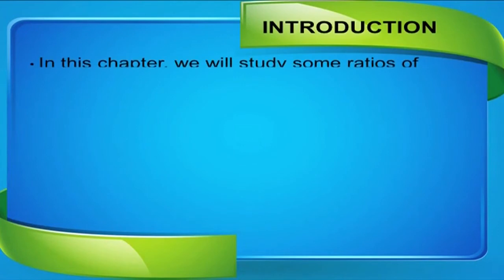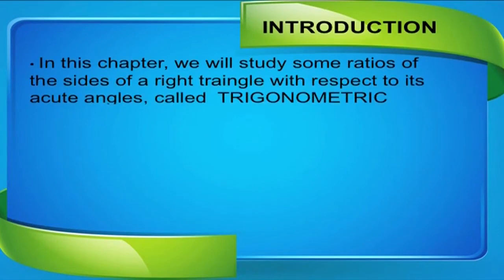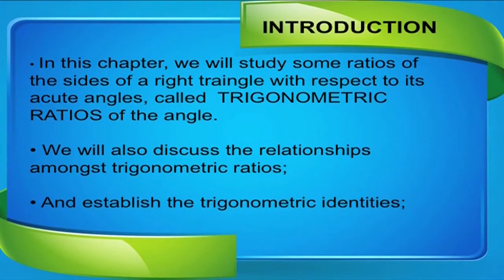In this chapter, we will study some ratios of the sides of a right triangle with respect to its acute angles, called trigonometric ratios of the angle. We will also discuss the relationships amongst trigonometric ratios and establish the trigonometric identities.